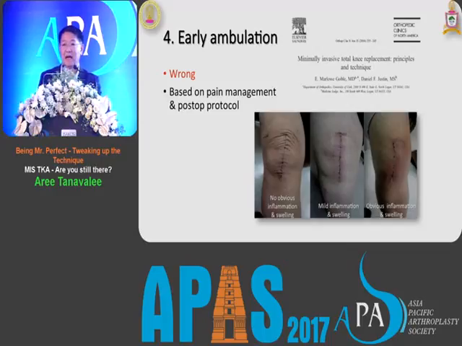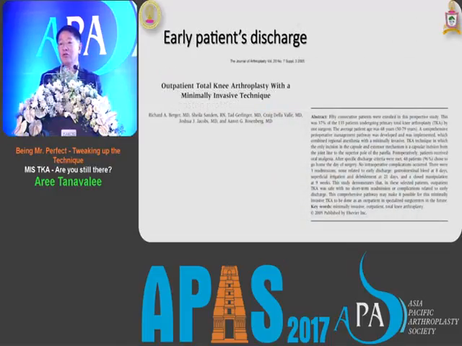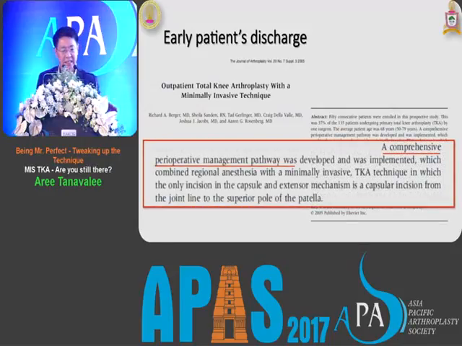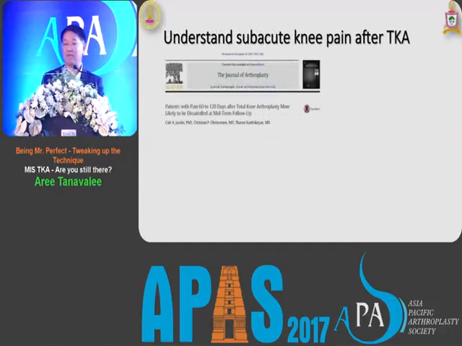In the past, MIS was said to provide early ambulation to the patient. But when you look at the many studies, even though they credit the MIS, the key feature is that they need to provide a very comprehensive perioperative management pathway for the patient after surgery.